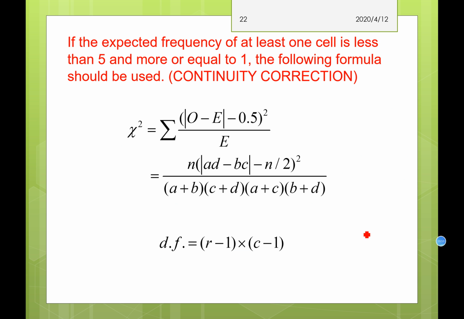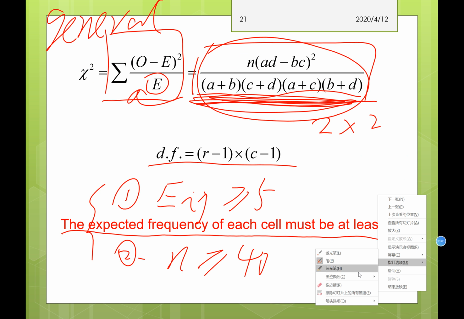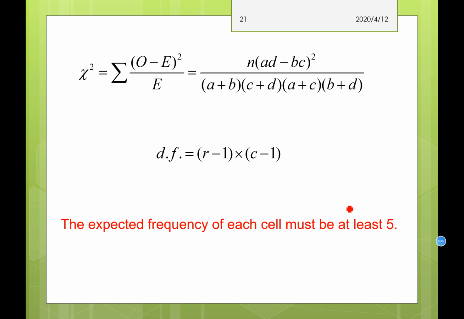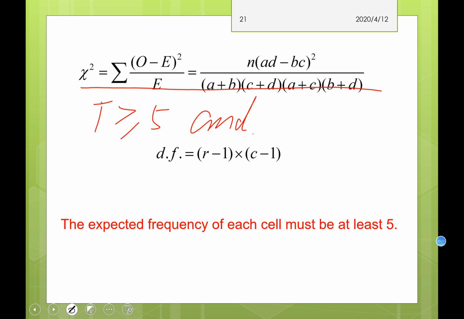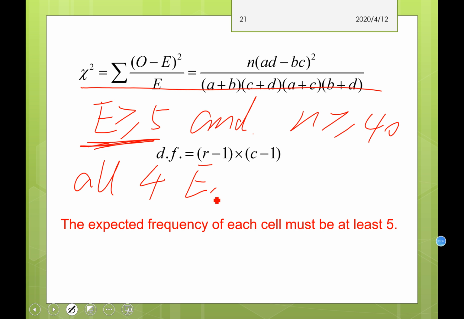Please notice that for each formula we have two preconditions. For the formula without correction, we need E is more than or equal to 5, and n is more than or equal to 40. But here please notice that E means all of the 4 expected frequencies. That means all of the expected frequencies must be more than 5, and n must be more than or equal to 40. And this time you can use the formula without correction.